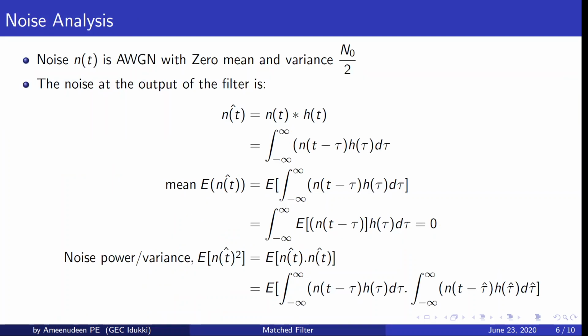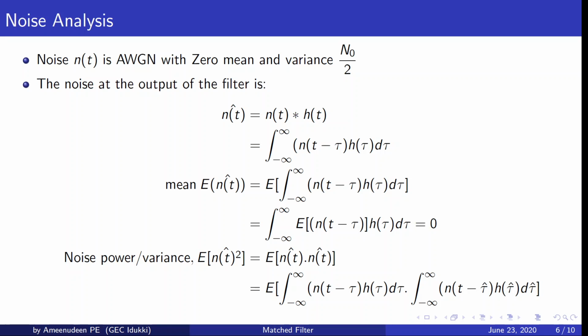Now considering n of t. We know that this n of t is a sample function of the capital N of t, the Gaussian random process. It is additive and white with 0 mean and variance n0 by 2. Now consider that the noise at the output of the filter is n cap of t. So it will be n of t convolution h of t, since the filter is LTI, which is equal to integral minus infinity to infinity n of t minus tau h of tau d tau.